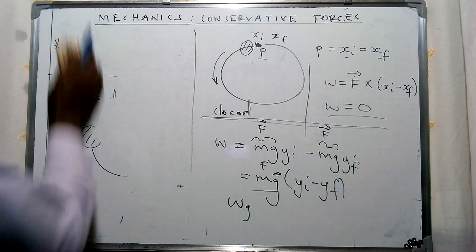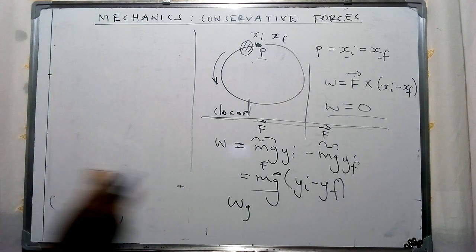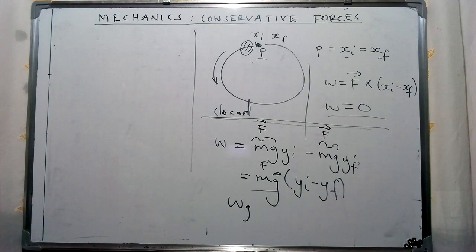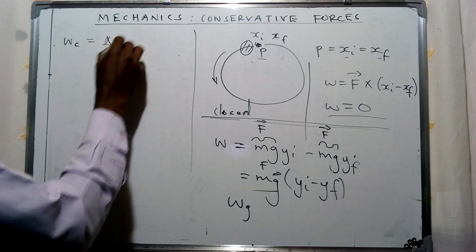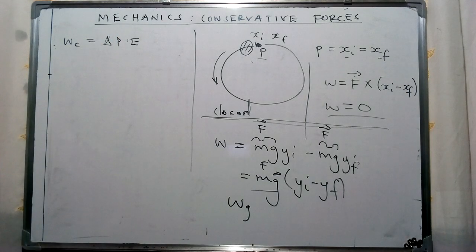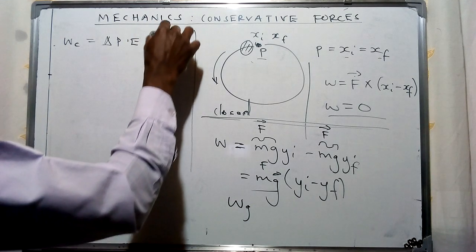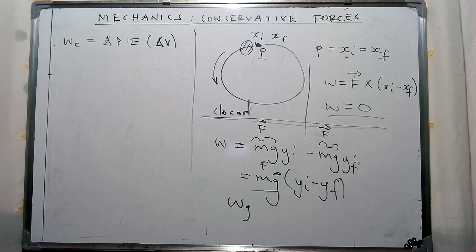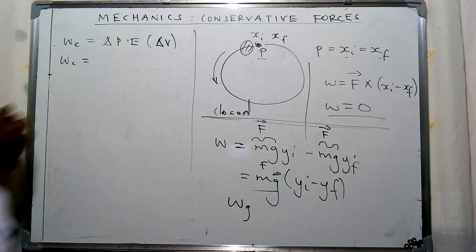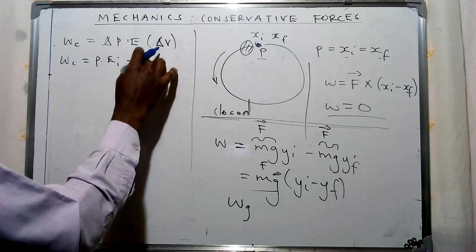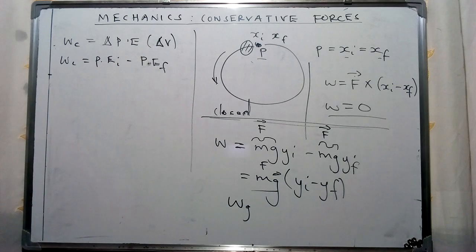Now, in this case, we can consider the work done to be equivalent to the change in potential energy. So we can define the work done by a conservative force as the change in potential energy. We mentioned that we can represent potential energy in terms of V, so delta V depicts the change in potential energy. So we can give this as work done equivalent to potential energy initial minus potential energy final.